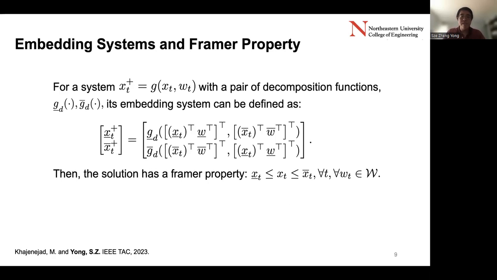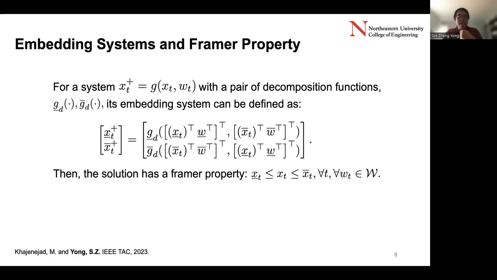One other good property about these decomposition functions is that for a system, whether it's continuous time or discrete time, we can always find a pair of decomposition functions and write down what we call an embedding system. And the embedding system has a certain way of writing them. But once we write down the embedding system, we can actually solve that. If it's continuous time, we can just use an ODE to solve it. Or if it's discrete time, we'll just propagate it in time.